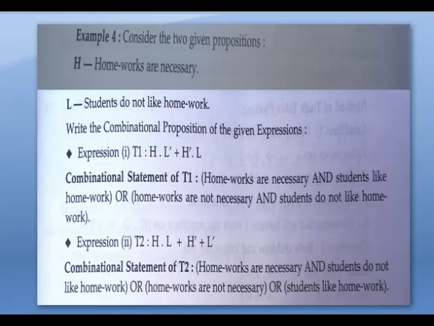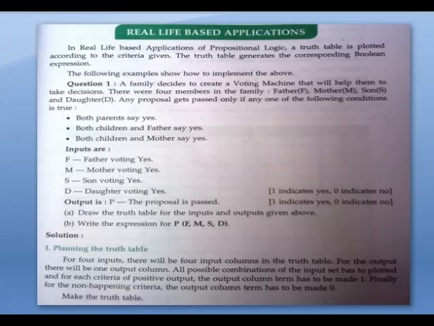Next one is real life based applications. So for something we do in real life, we are going to draw the truth table and write the conclusions. Okay, now we see how to write. In real life based applications of propositional logic, a truth table is plotted according to the criteria given. The truth table generates the corresponding Boolean expressions. The following example shows how to implement the above.